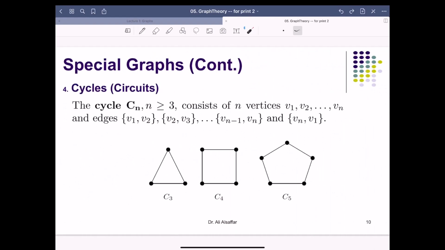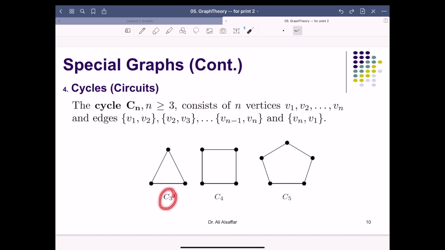Now we come to cycles. This is the symbol for a cycle, and N represents the number of vertices. The minimum number of vertices for a cycle is 3. So what is a cycle? It consists of N vertices, V1 up to Vn, and edges between every 2 subsequent vertices. So if there is an edge between V1 and V2, between V2 and V3, V3 and V4, and it goes up to Vn, and then Vn goes back to V1, then we say that this is a circle or a cycle. Sometimes it is also called a circuit.